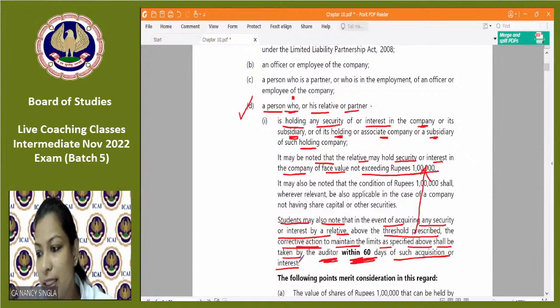ठीक है students, is it clear? So Hiral, is your doubt clear? Is your doubt clear, Hiral?